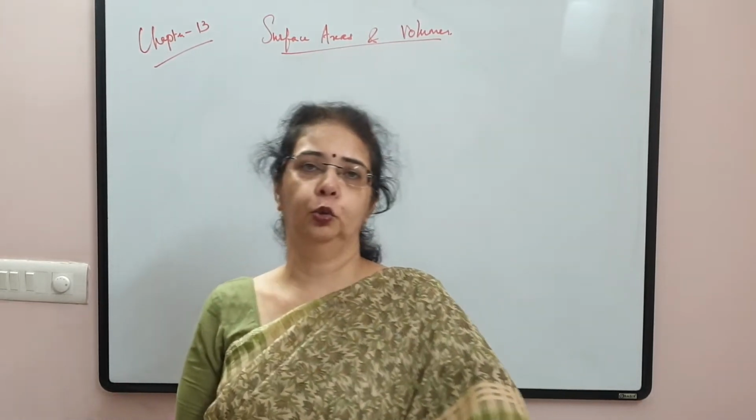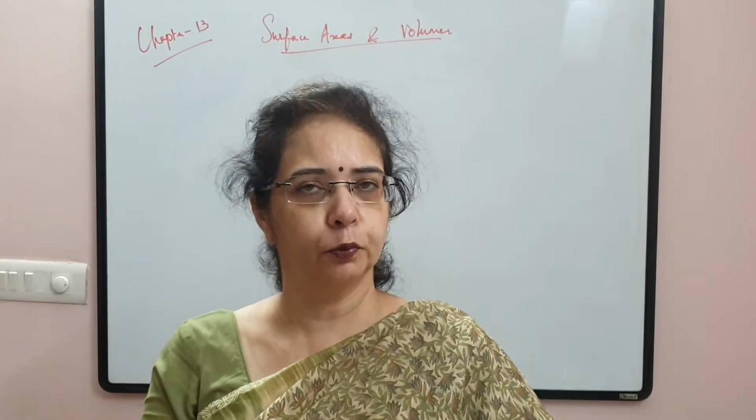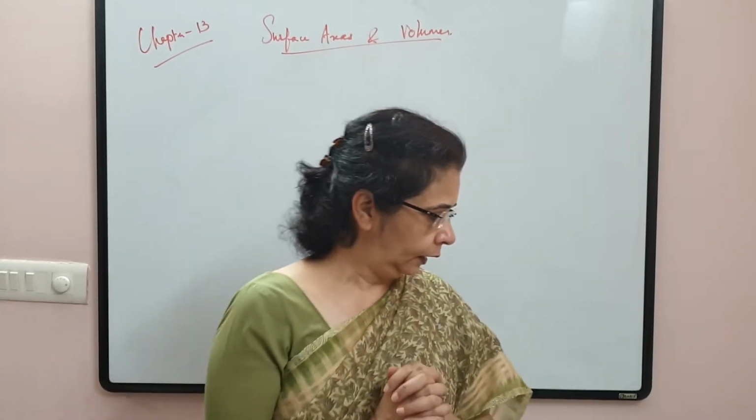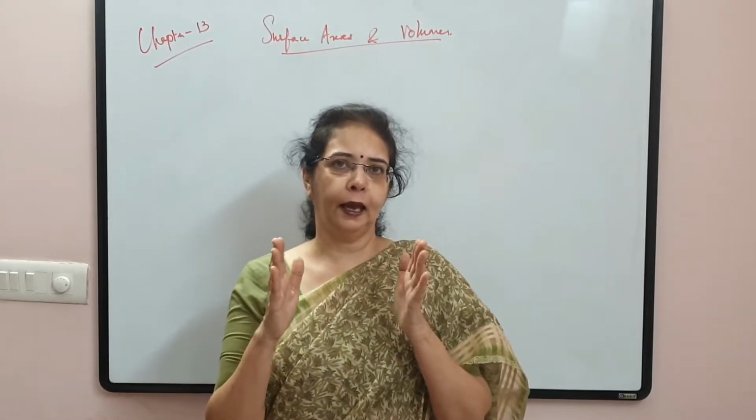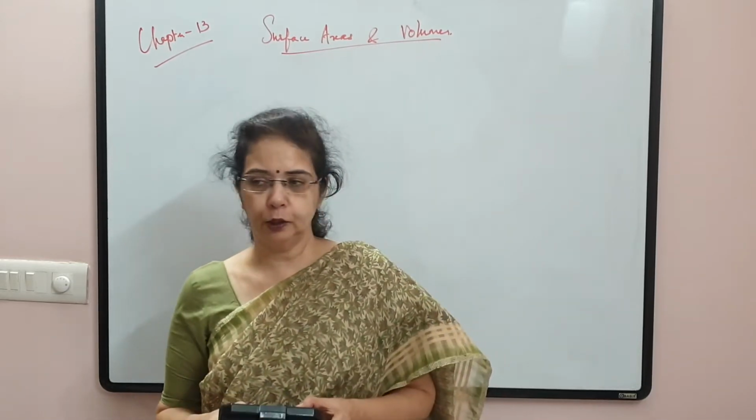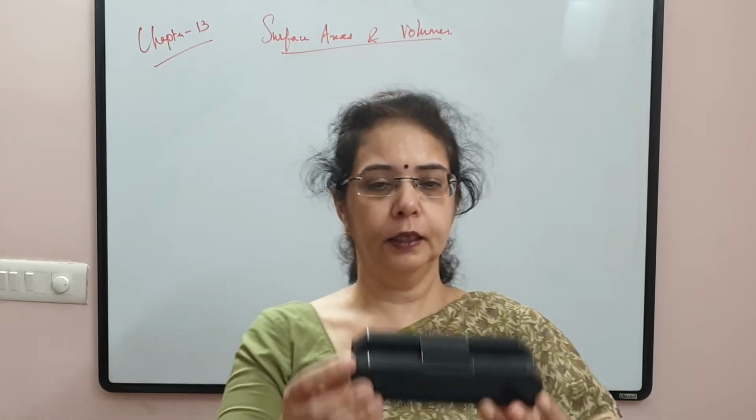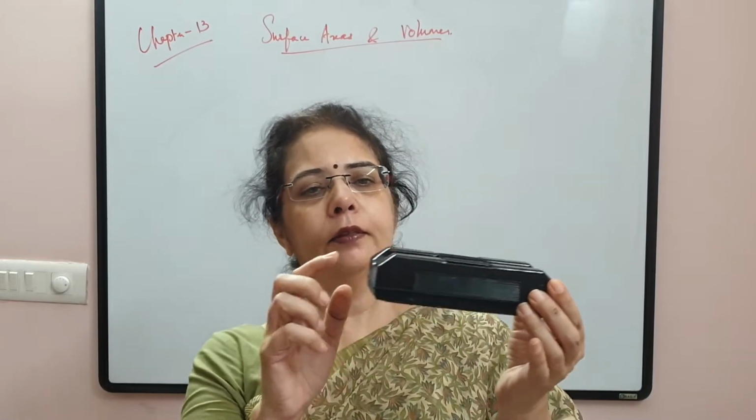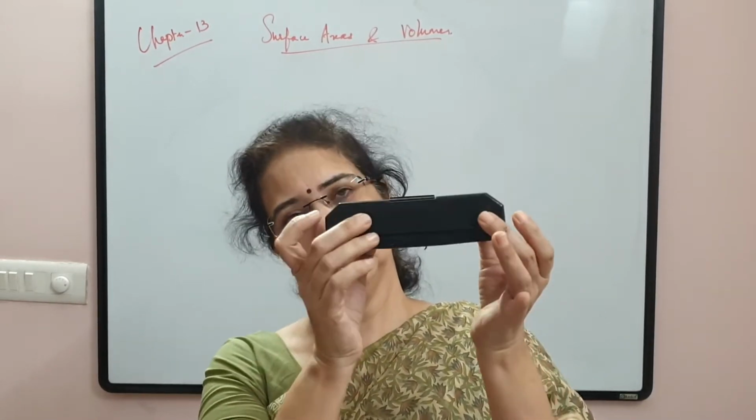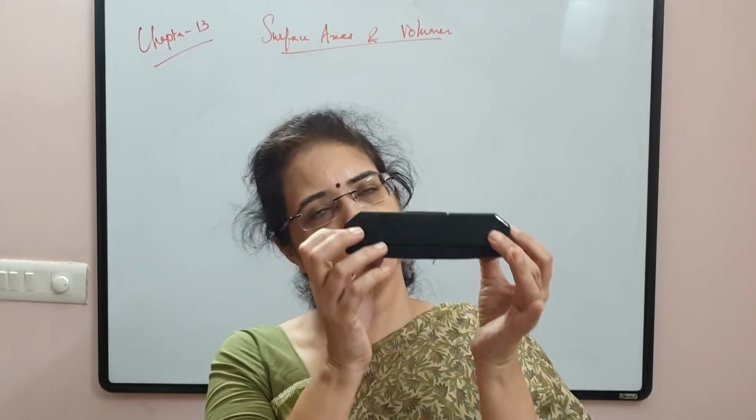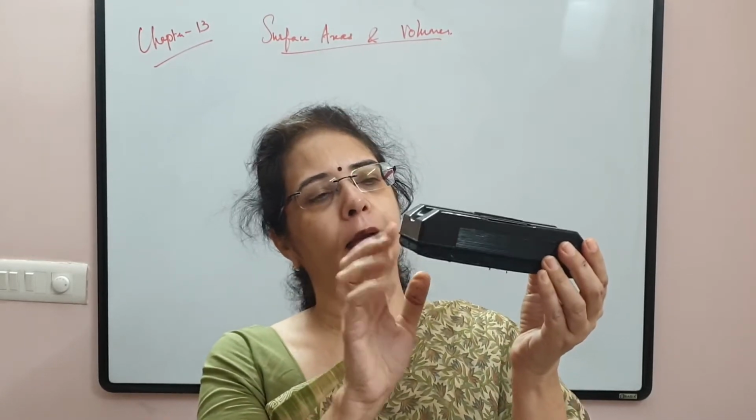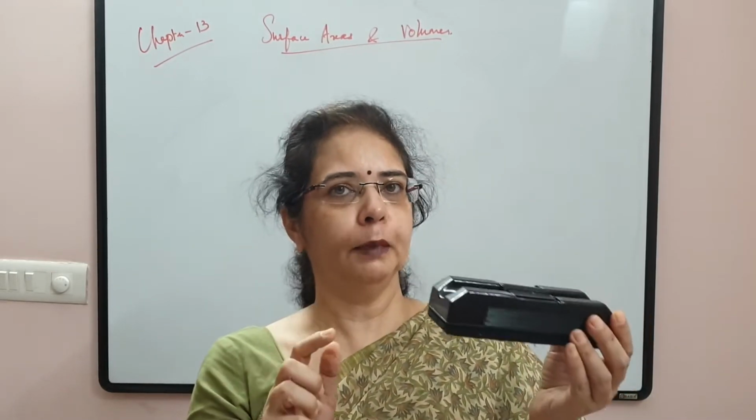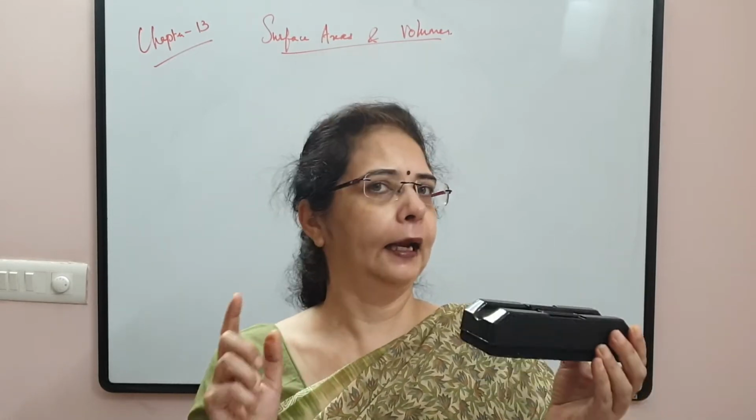Now children, what is a cube and what is a cuboid? What is the difference between these two figures? Let me first explain to you what is a cube and what is a cuboid. This, children, is a cuboid. Why is it a cuboid? Because this is an object in the shape of a cuboid. A cuboid has three different parameters for measurement. Those three measurements are length, breadth and height.